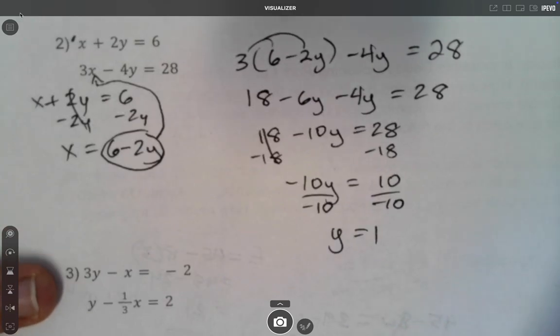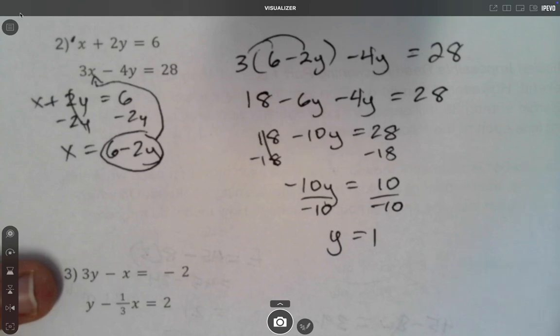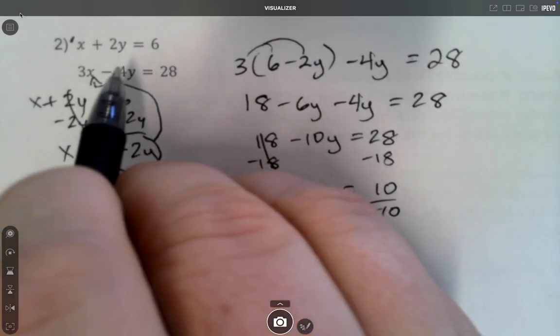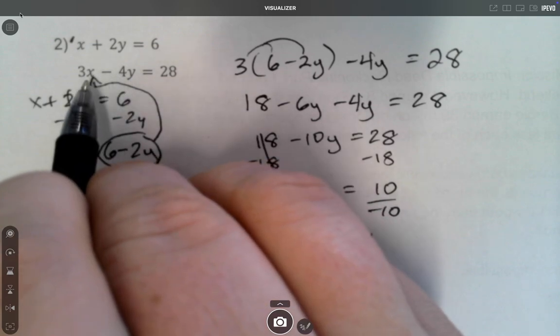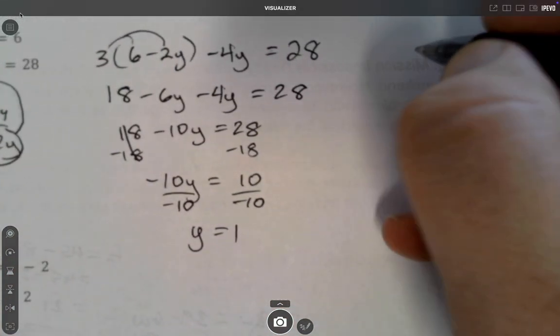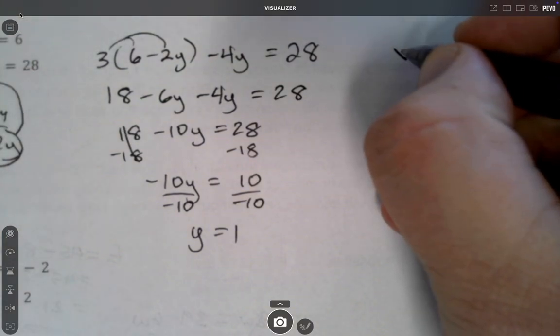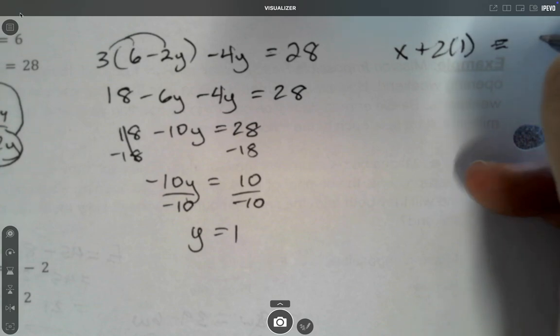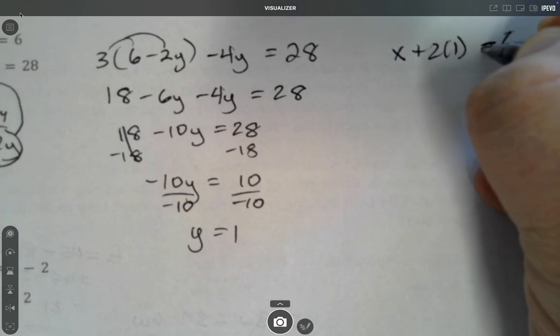So we are halfway there. We've found the y value for the ordered pair. We also need to find the x value. So you can plug this 1 back in this equation and solve for x, or in this equation, solve for x. Totally up to you. I'm going to choose the top equation, so I get x plus 2 times 1 equals 6.